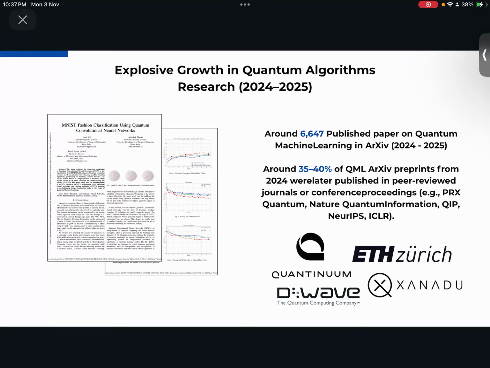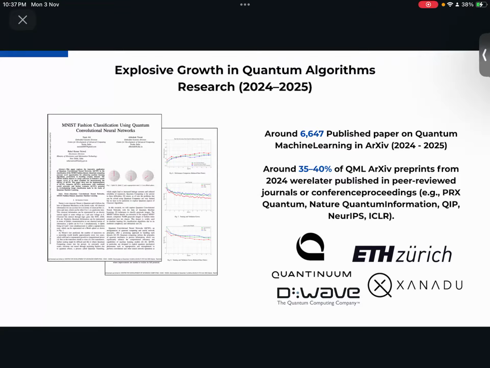So recently we see these companies competing on which one would have a fault-tolerant computer, I would say in the coming years, and which one can scale up to more than 1,000 qubits.